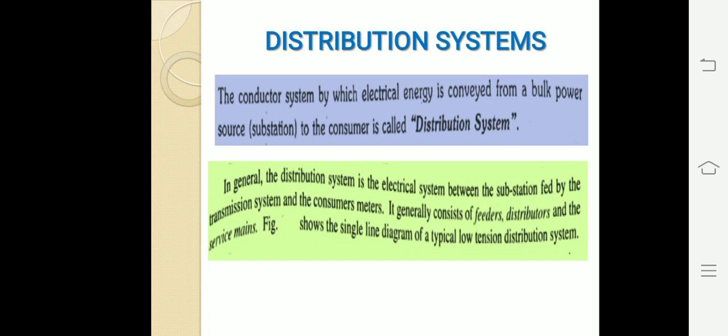In general the distribution system is the electrical system between the substation fed by the transmission system and the consumers' meters. See here the definition. So I am saying that in between the substation and the consumer is nothing but a distribution system. It generally consists of, the main parts, a feeder, distributor and the service mains. That is shown in the diagram.